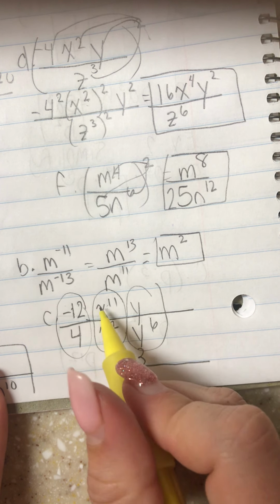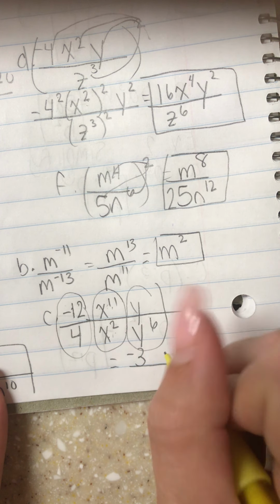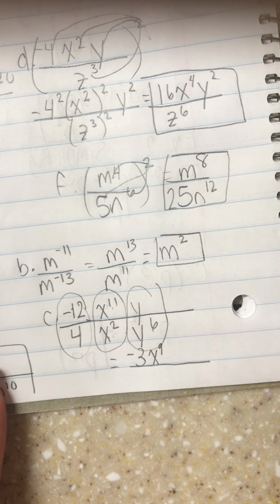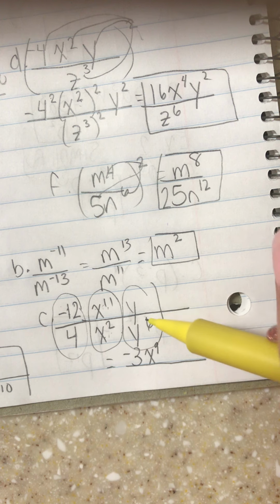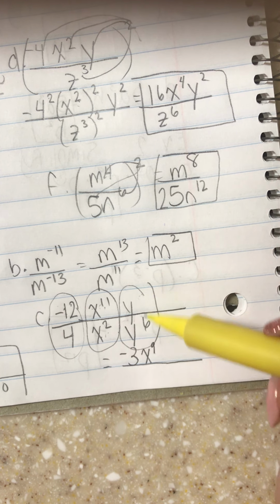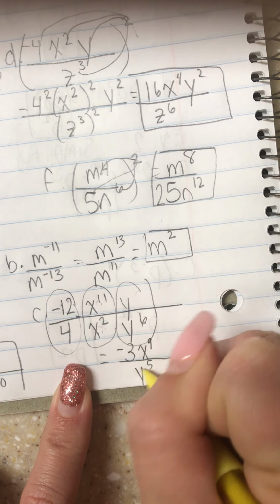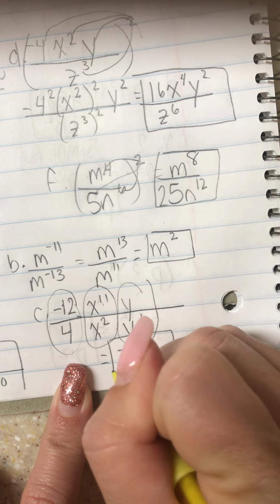I have my x's, one on top, one on bottom. I subtract. What's 11 minus 2? 9. Then on the bottom, what's this imaginary one right here? It's a 1. 1 minus 6 is 5. So my final answer, here we go.